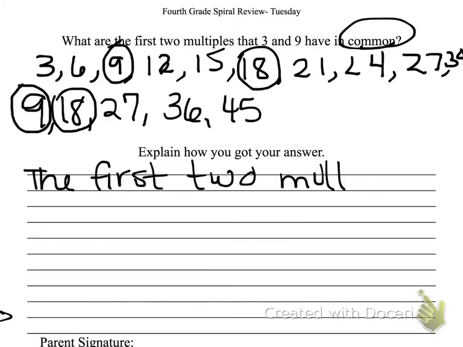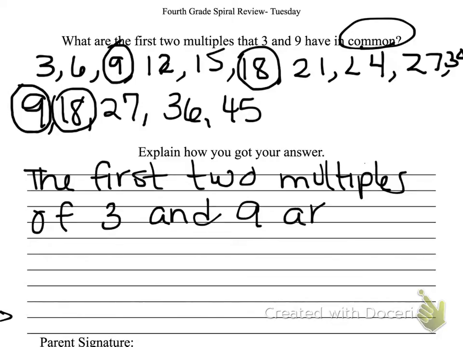And again, we want to get them also used to writing complete sentences so that their answer is clear. The first two multiples of 3 and 9 are 9 and 18. So there they've done. They've shown their work and they've given us a complete answer for everything that we needed for this question.